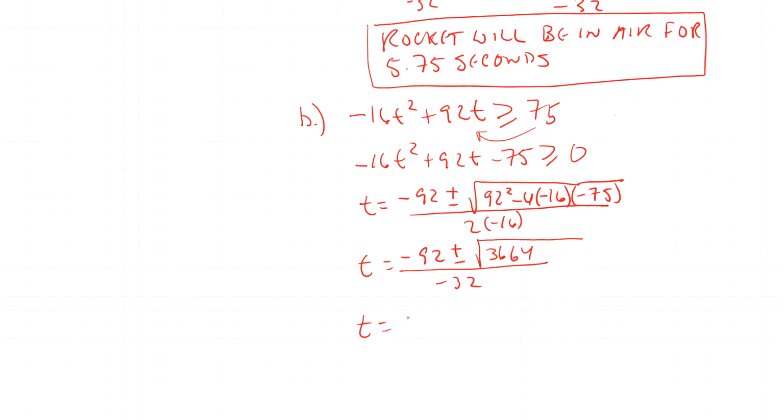And so t equals negative 92 plus, what's the square root of 3664? And then I'm going to round, 60.53 divided by negative 32. So I'm going to add negative 92, and then I'm going to divide by negative 32. And so I get t equals 0.98.